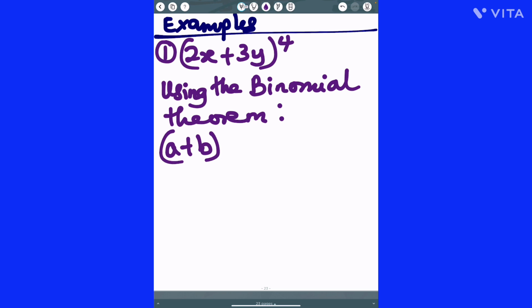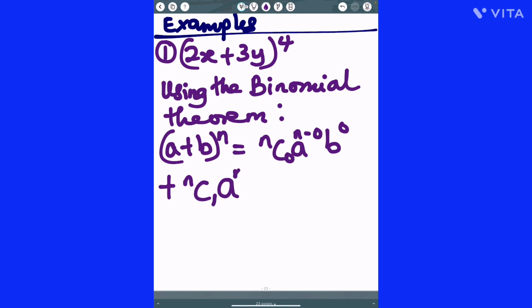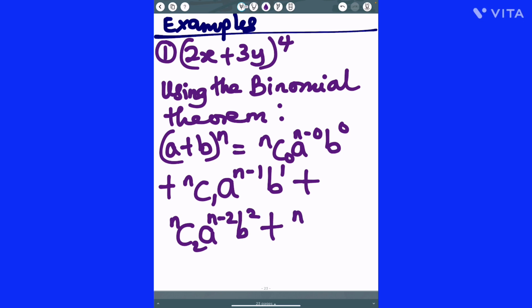(a + b) raised to power n is n combination 0, a raised to power n minus 0, b raised to power 0, plus n combination 1, a raised to power n minus 1, b raised to power 1, plus next term n combination 2, a raised to power n minus 2, b raised to power 2, plus n combination 3, a raised to power n minus 3, b raised to power 3, plus and so on.